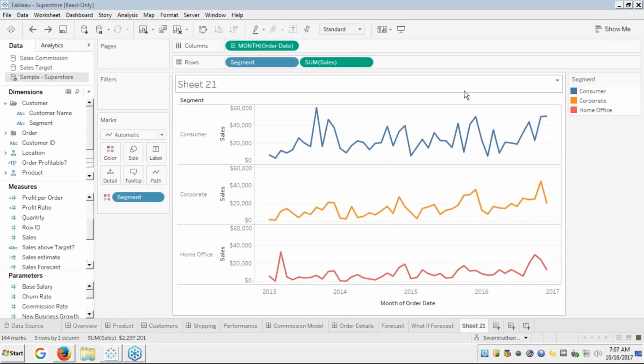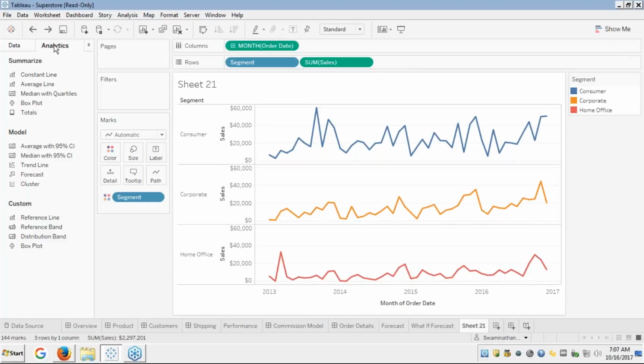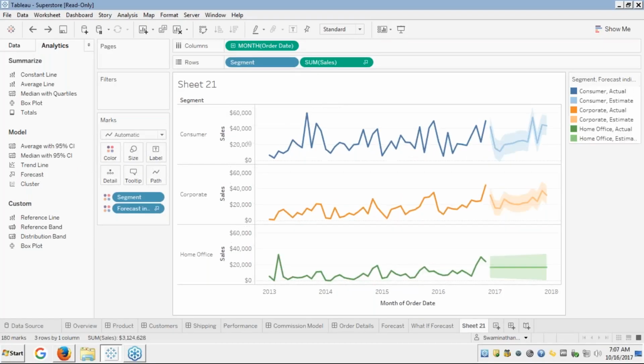Yes. Okay, so now, after adding the segment to this, I'm going to the Analytics tab, and under Analytics there is the forecast option. I'll just drag this forecast and add it here.